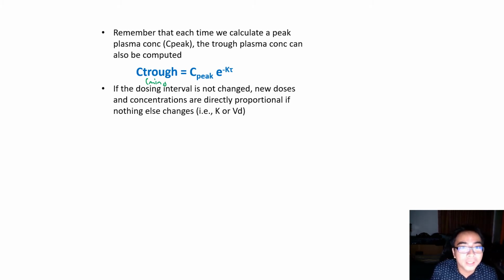Kasi, class, why do we need to determine the trough concentration? There are drugs, class, wherein we don't look at the peaks to assess for toxicities. We actually look at the trough concentrations. Okay, kumbaga yung trough concentration yung gusto nating ma-maintain at a certain level. We don't care about the peaks. A good example of this, class, would be aminoglycosides and vancomycin. Right? So vancomycin and aminoglycosides.